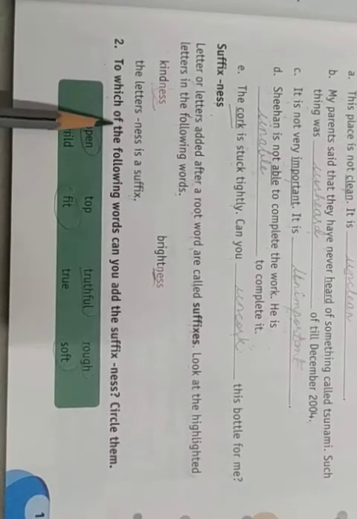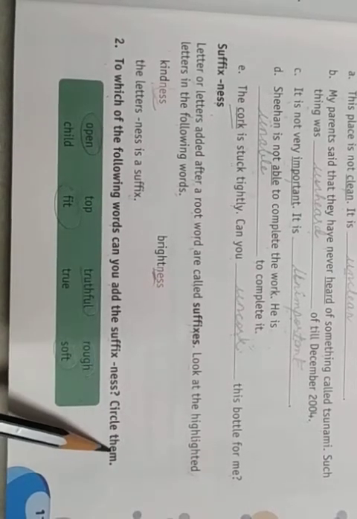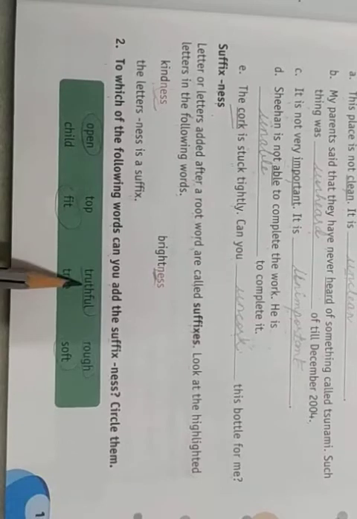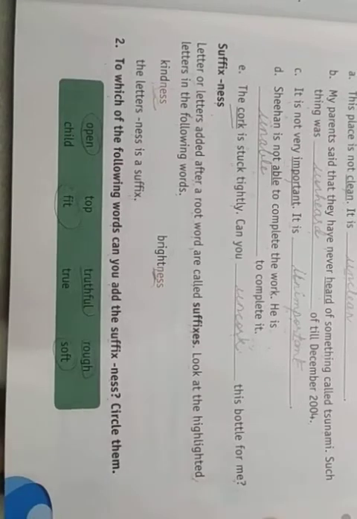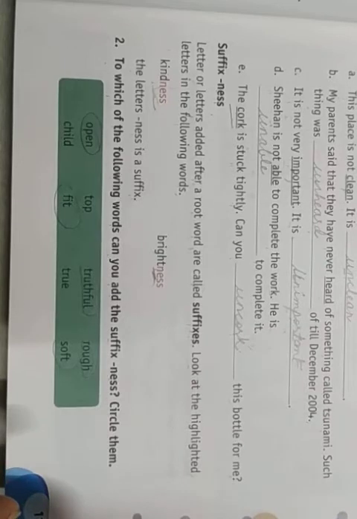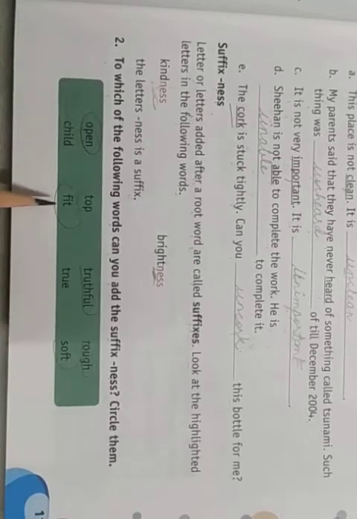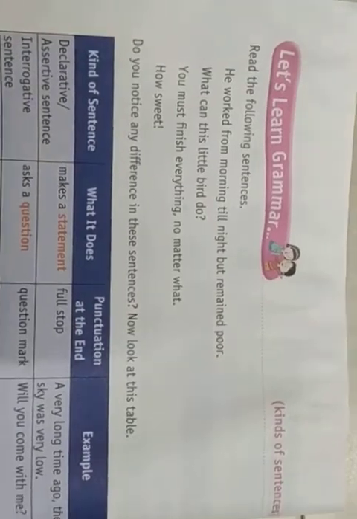To which of the following words can you add the suffix ness? Circle them. Open, openness. Truth, truthfulness. Rough, roughness. Soft, softness. Fit, fitness. Not childness or trueness. This is called adding suffixes to the root words.